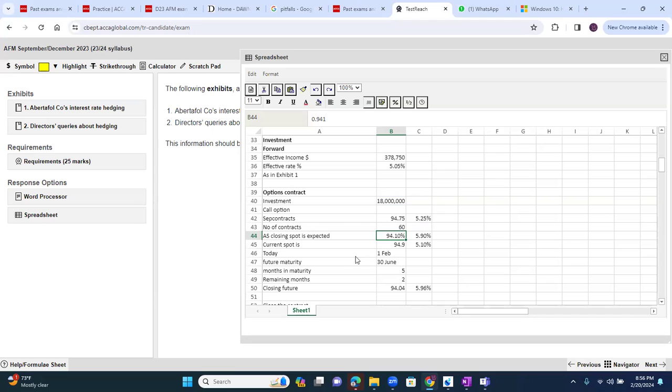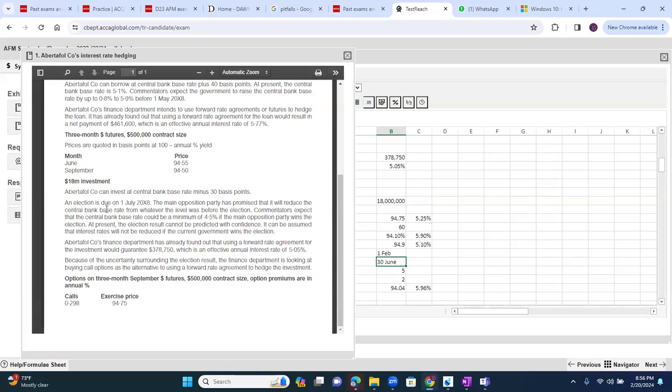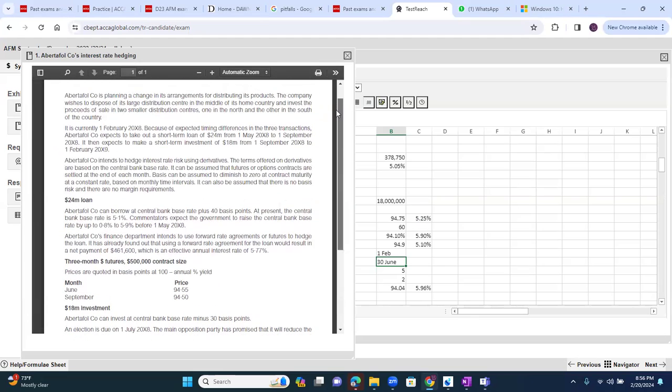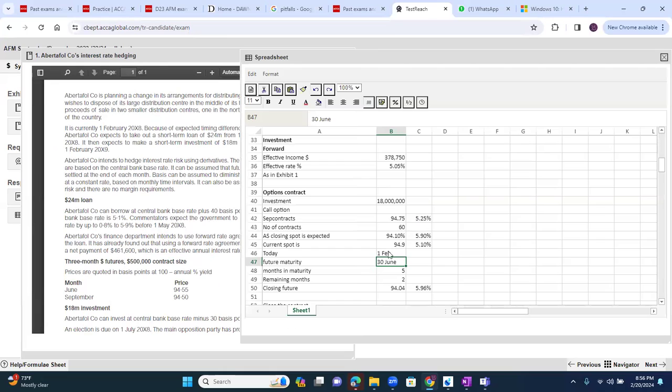Okay. So today's date is 1st February. At which date are you going to invest, 30th September or 1st September? We are going to invest from 1st September, up till 1st February. So we will choose 30th September. No, today is 1st February, and we are choosing 30th September.